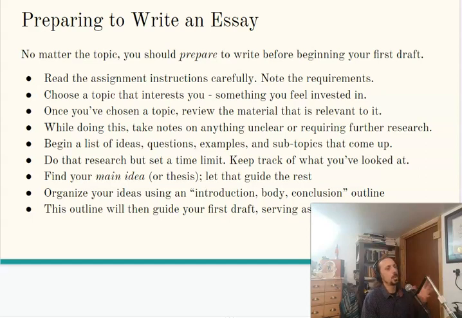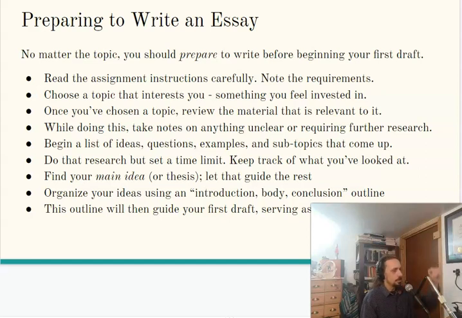And then review the course material relevant to the topic you've chosen. And while doing this quick review, take notes on anything unclear, anything that makes you stop and think, anything that you feel might require further research. And this will make you create a list of ideas, questions, examples, subtopics. So do that search, but set a time limit and keep good track of everything you've looked at. Once you've done all that, and you're probably already starting to have an inkling, right? Find your thesis. And once you have a thesis, let that be the guide to organizing all the ideas and notes you've taken so far.